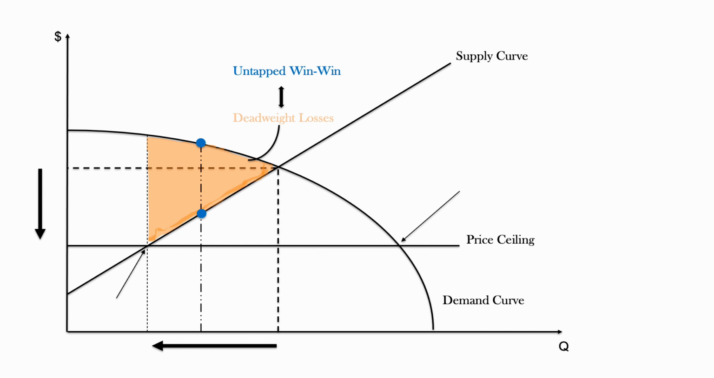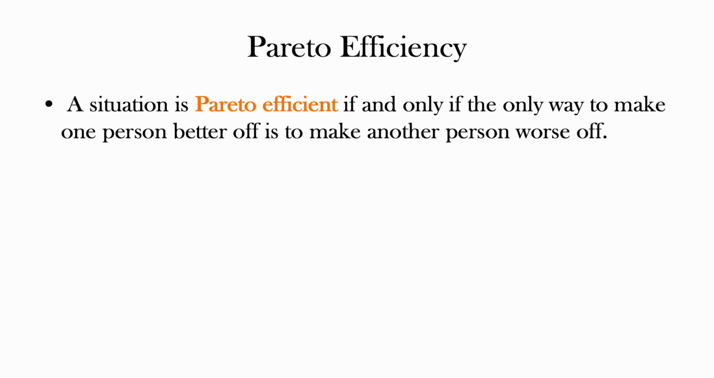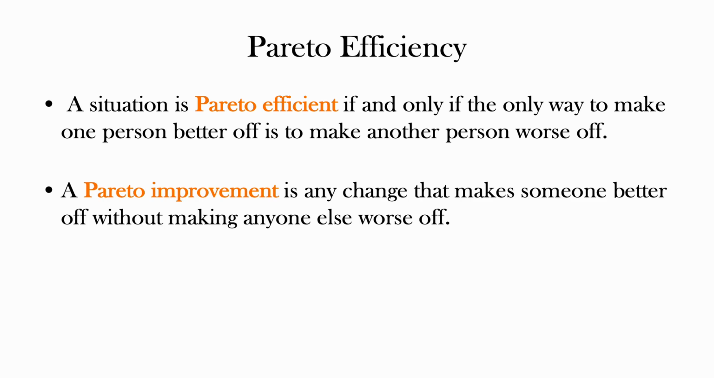This leads very nicely to this idea of Pareto efficiency. What is Pareto efficiency? A situation is defined as Pareto efficient if and only if the only way to make one person better off is to make another person worse off. And a Pareto improvement is any change that makes someone better off without making anyone else worse off. Let's read that again. If the only way to make one person better off is to make another person worse off, in that situation there is no win-win available.